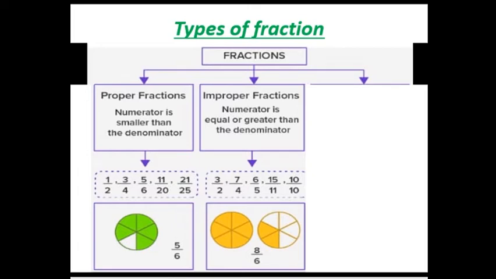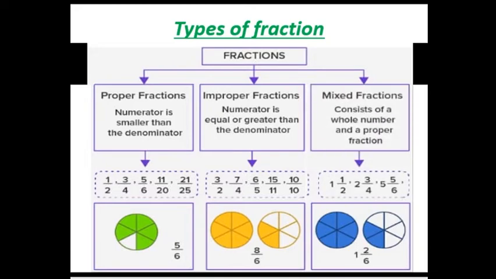Now next comes the mixed fraction. Now what do you mean by mixed fraction? The combination of a whole number and a proper fraction we call a mixed fraction. What do you mean by whole number? A number which is completely not breakable. So 1 is a whole number here and 1 by 2 is a fraction, that is a proper fraction. So the combination of a whole part with a fraction is called a mixed fraction. Now this is all about types of fraction.